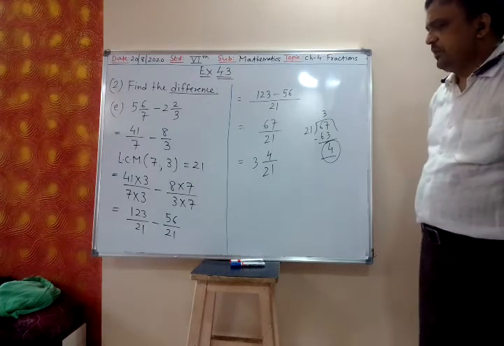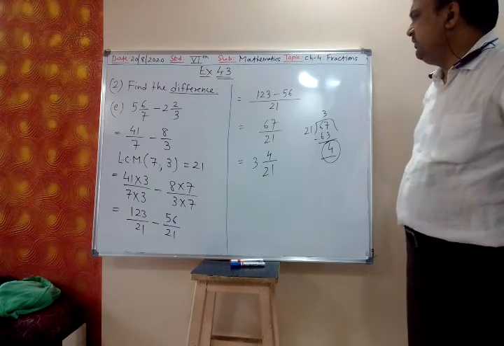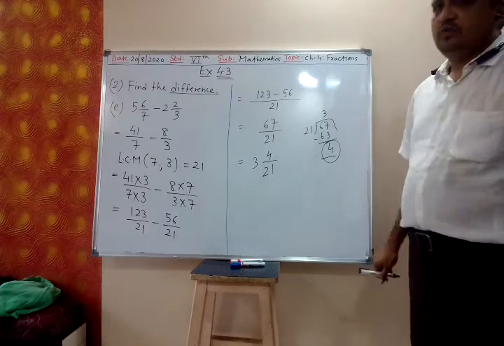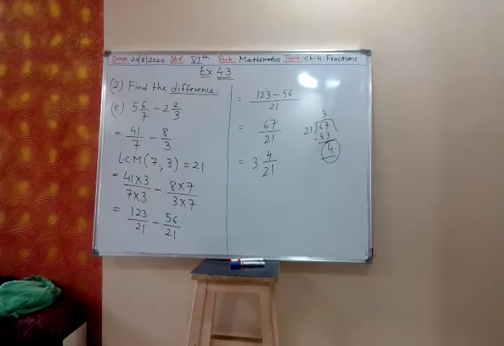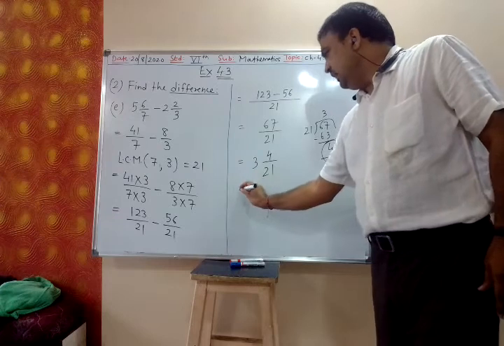So 3 and 4 upon 21 is the answer. 67 upon 21 is a fraction. To convert that into a mixed fraction, we divide 67 by 21. Yes, it is very much clear. Now we write F.